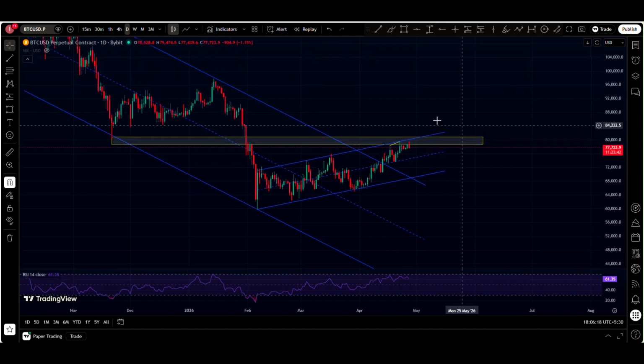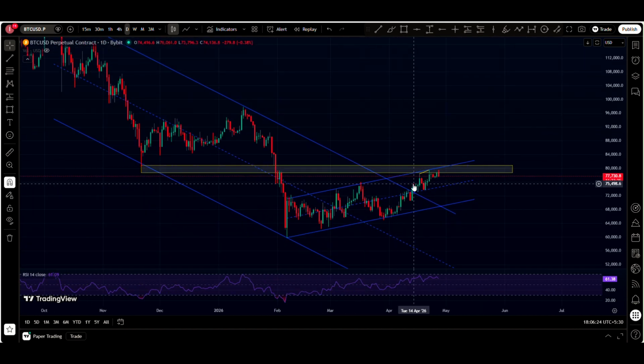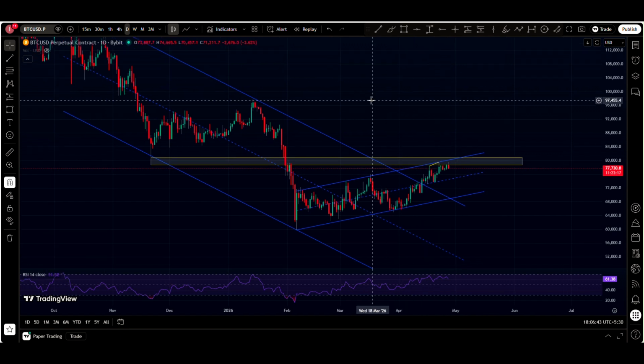So now the bigger picture is this parallel channel breakout, and the breakout is confirmed. That is a bullish scenario, but in the immediate short term, yeah, the market can reach this lower level or this middle area.